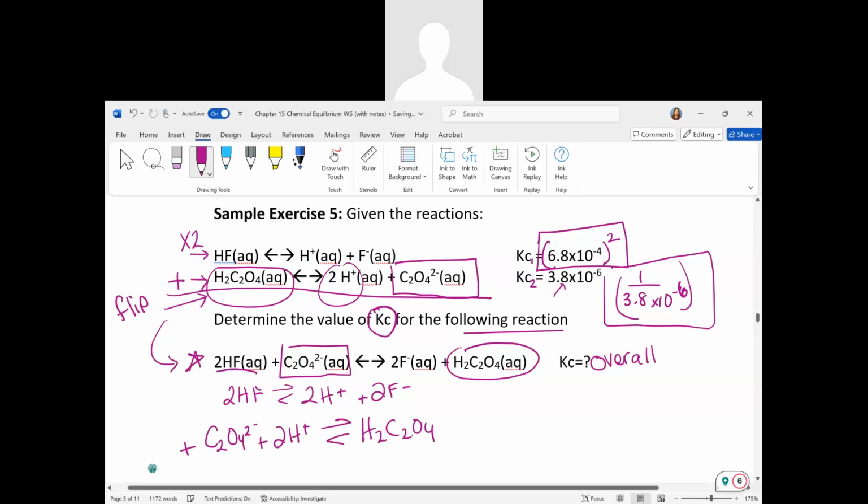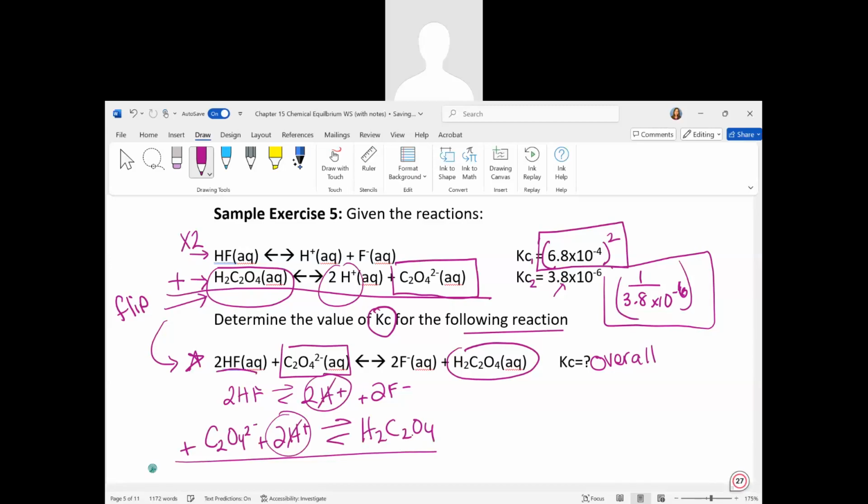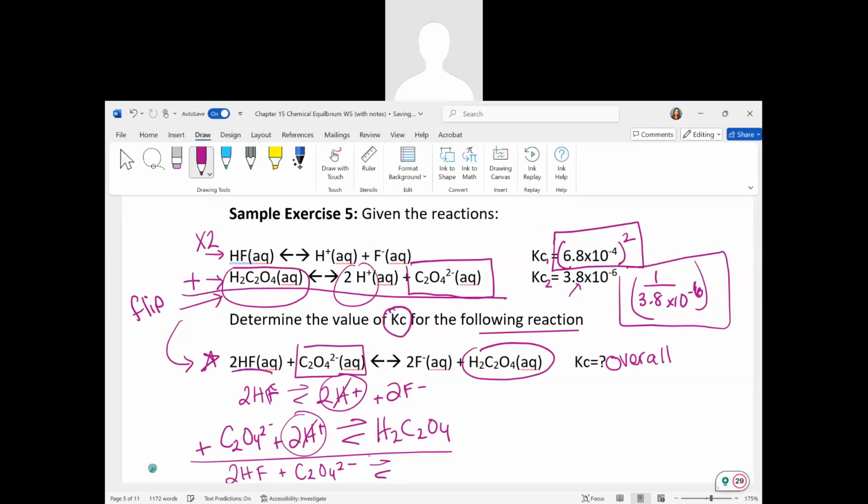Now let's try to add these equations up, see if we can get our overall reaction. First, you'll notice on the reactant side, we have 2H plus. On the product side, we have 2H plus too, so we can cancel these out, just like we did with spectator ions in Chem 1 when we looked at net ionic reactions. Overall then, we add these up. We get 2HF plus C2O4 2 negative, reversible arrows, gives us 2F negative plus H2C2O4. So that matches this equation here.